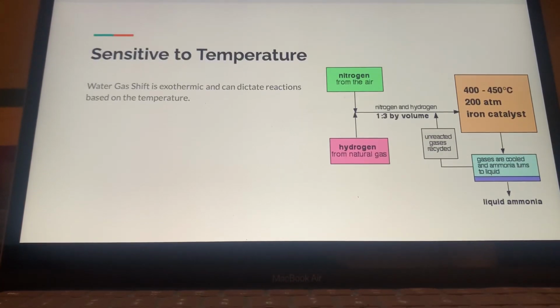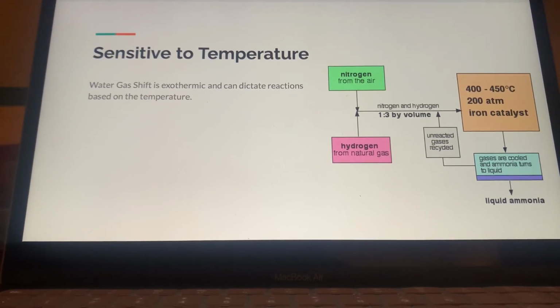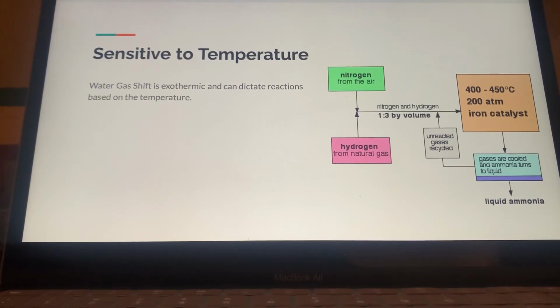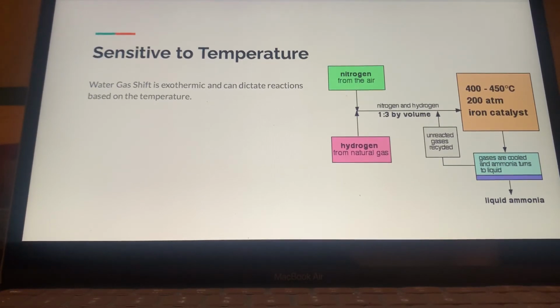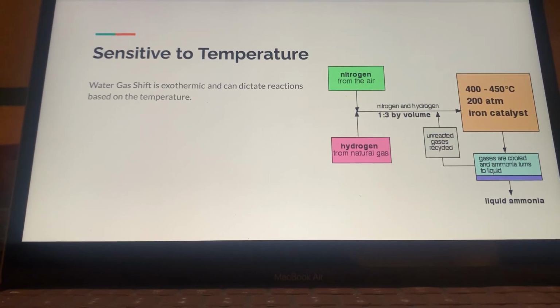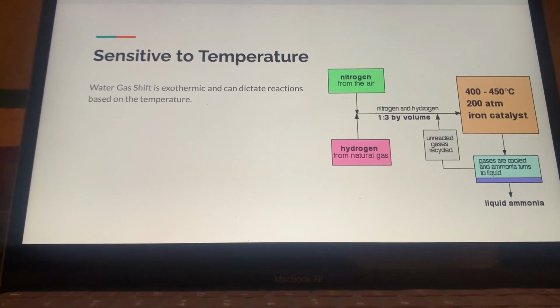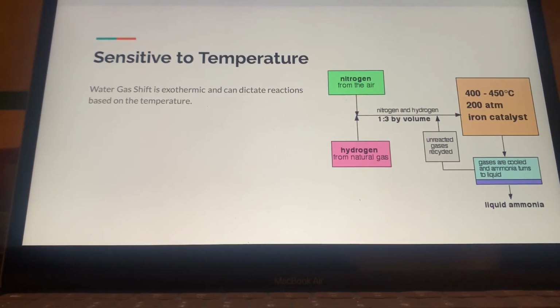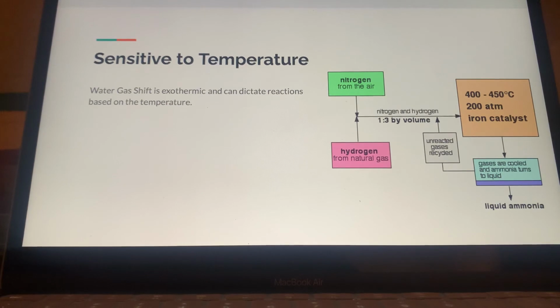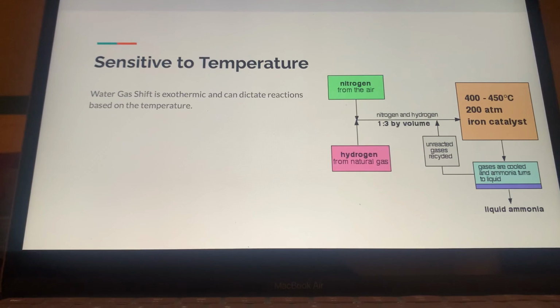And then the last one is that the reaction is sensitive to temperature. So according to an online journal, Water Gas Shift Membrane Reactors, the authors explained that it is exothermic, and it can dictate and or even reverse reactions based on the temperature. So with that being said, a lower temperature is actually favorable over a higher temperature when it comes to the catalysts.